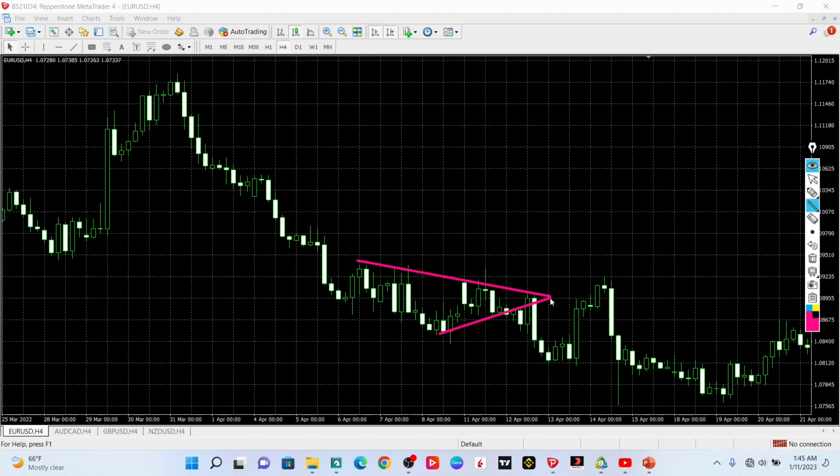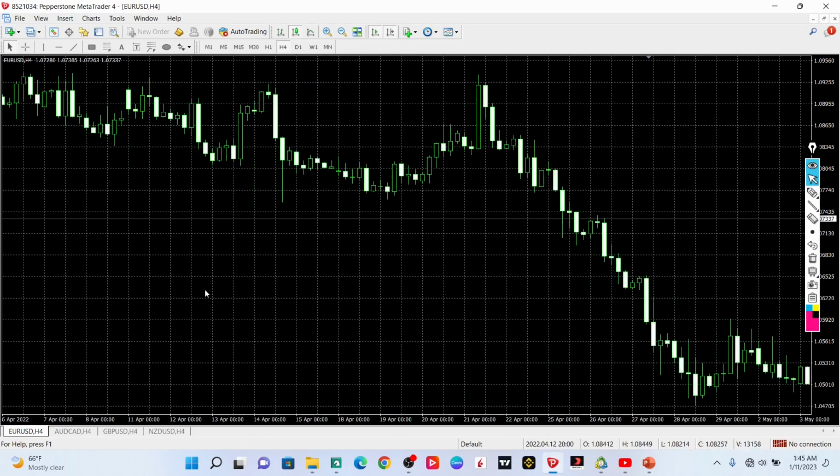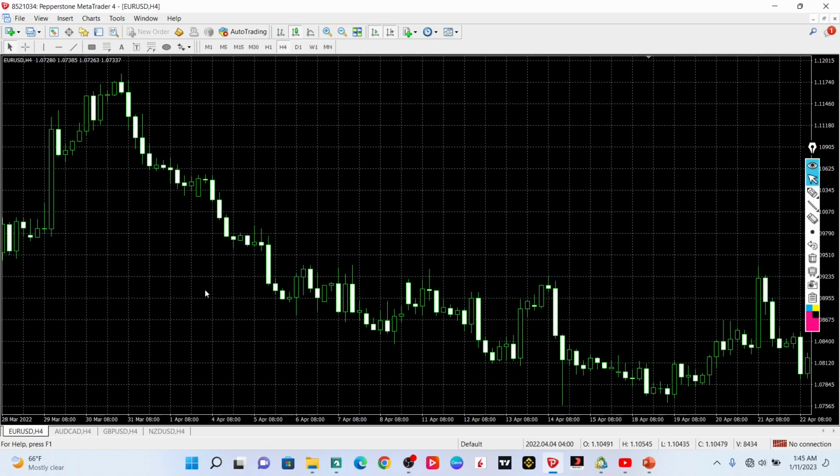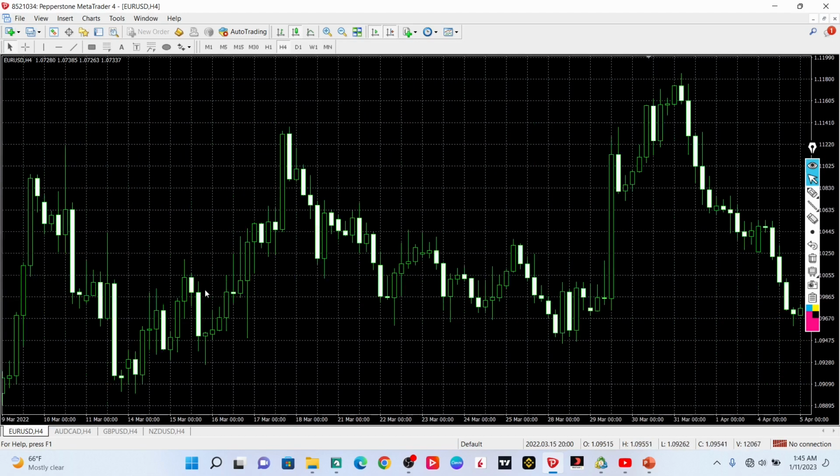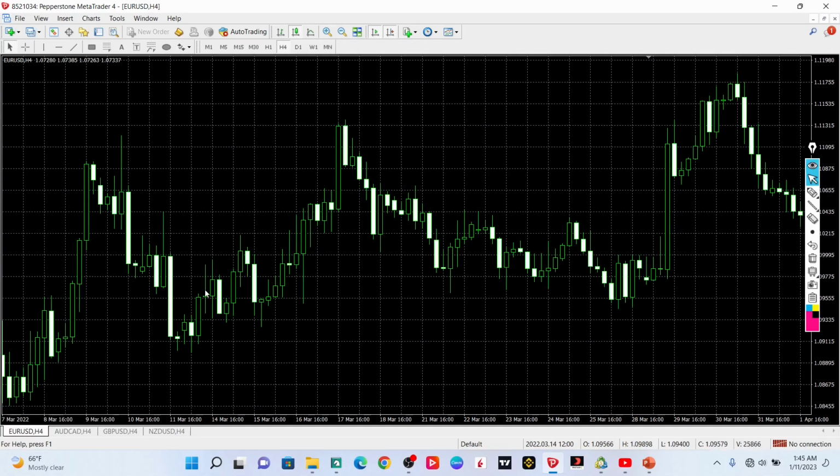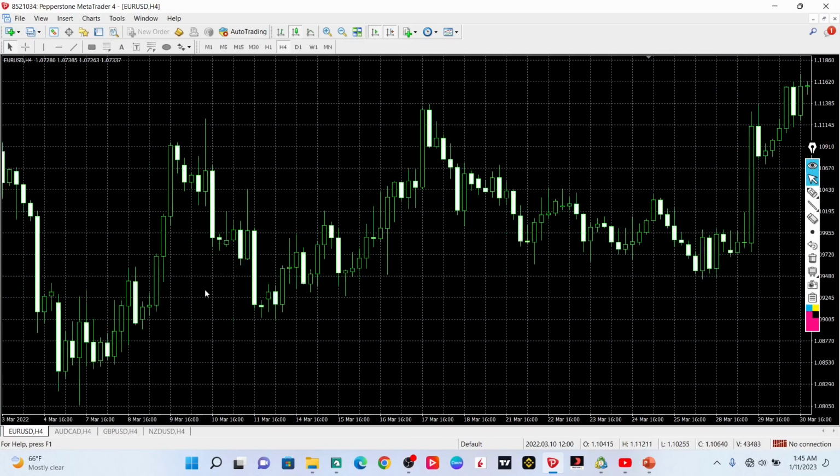This is a symmetrical triangle. Can someone see this? And then after it was broken, okay, it was retested, and then the price reversed backwards. Okay, so this is going to happen all the time. With practice, we shall be able to spot them very well. Nothing to worry about. Okay.